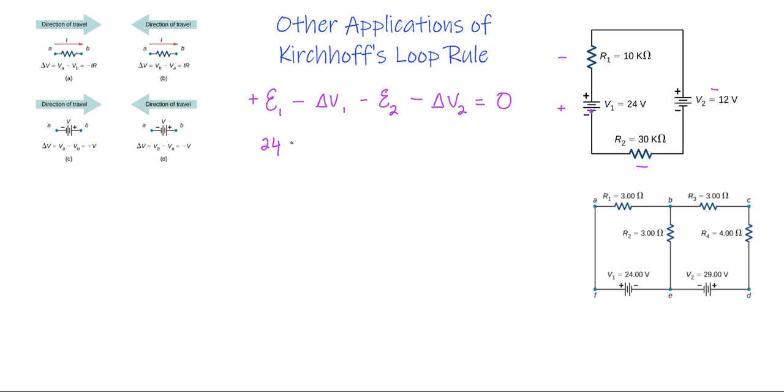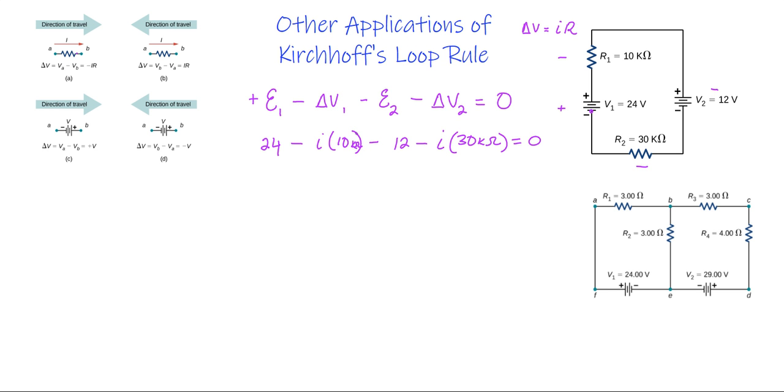This would be 24 minus, now what I'm going to do is substitute in I times R for the delta V for that drop, and I can do this because the resistance is independent of the current or the voltage and it's constant. So I'll do I times 10 kilo ohms, just remember that's a kilo ohm, not an ohm, minus 12 minus I times 30 kilo ohms equals 0.